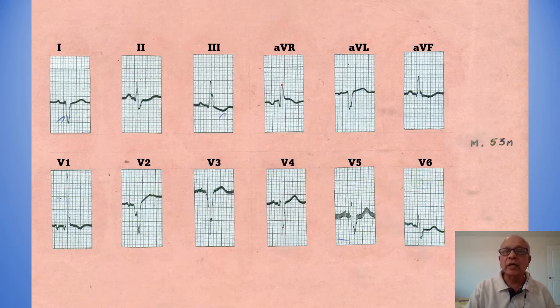Second, calculate the QRS axis in this patient. And what is the clinical diagnosis based on the ECG? What could be the cause of his dyspnea on exertion of 2 years duration? So I'll give you 2 or 2.5 minutes for this.